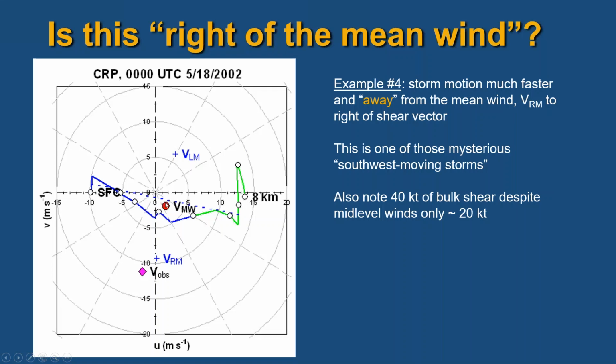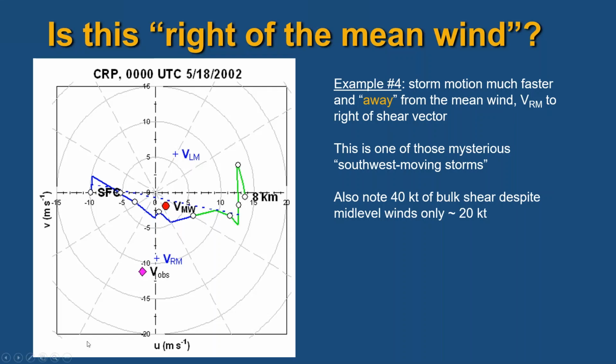So what is to the right of the mean wind in this particular situation? It's really hard to define. So in this case, we see that the supercell, here's the observed motion, actually moved away from the mean wind, but again, to the right of the shear vector. So it's a good example of why the shear relative perspective is so important.